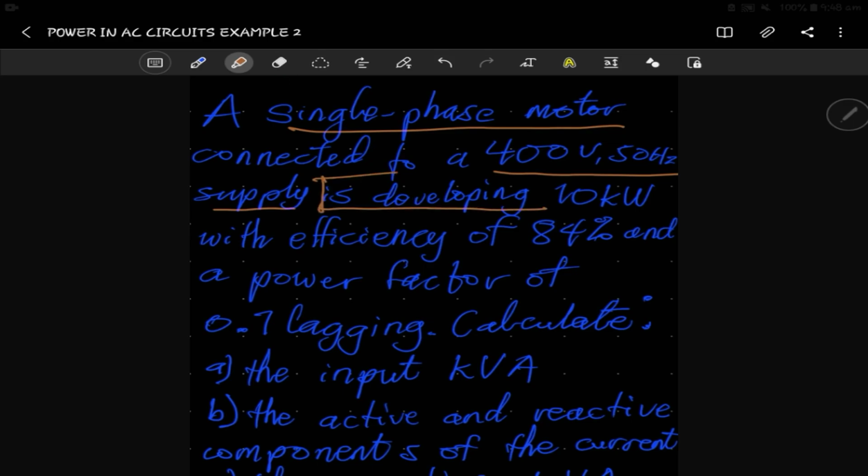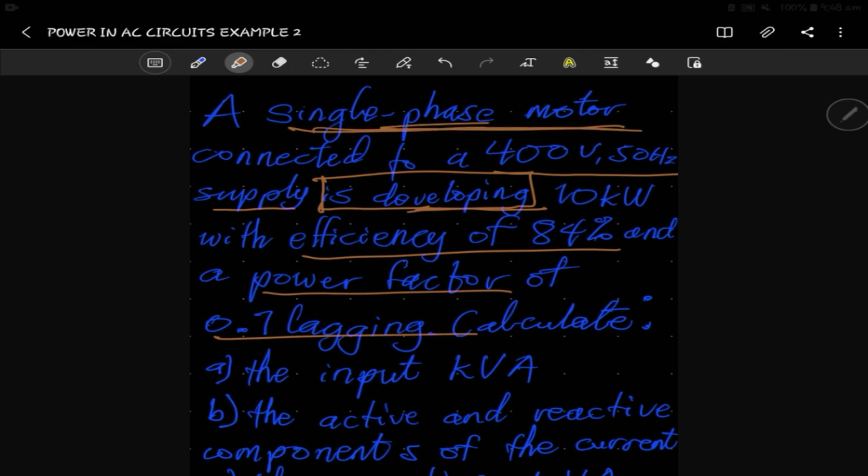It's developing 10 kilowatts, with an efficiency of 84% and a power factor of 0.7 lagging, very important. So let's go over this single phase. Clearly, this developing is for the motor, the single phase motor. It's not for the source. Because it's saying it's developing, it's not something that is there, it's now developing it. So that would mean that it's output, and because we have watts here, that would mean that it's power.